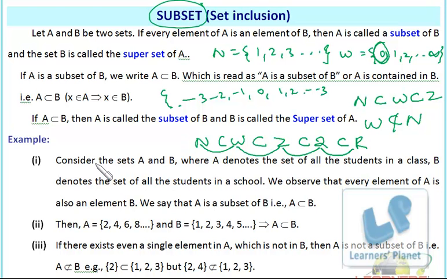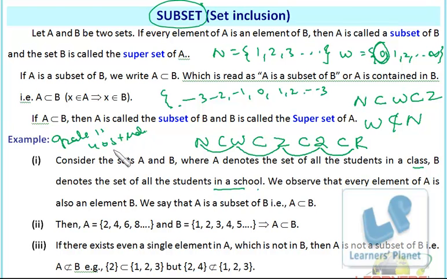Examples, we take more examples. Consider the sets A and B where A denotes the set of all students in a class and B denotes the set of all the students in a school, right? So we observe that every element of A is also an element of B, right? Suppose you study in grade 11 and there are 40 students in your class, right? So the cardinal number of the grade 11 set is 40, 1, 2, 3, 4 till 40.